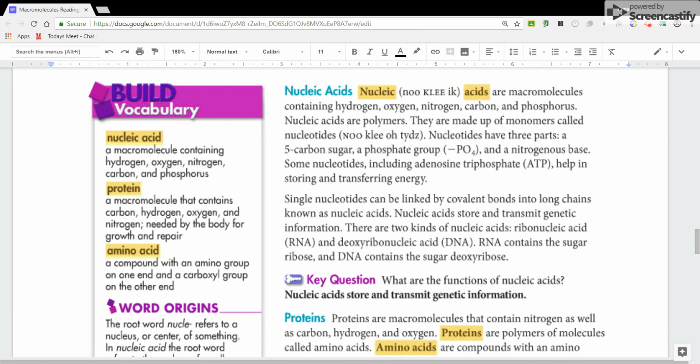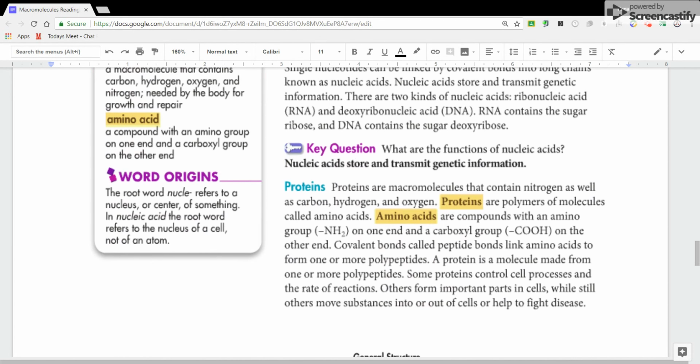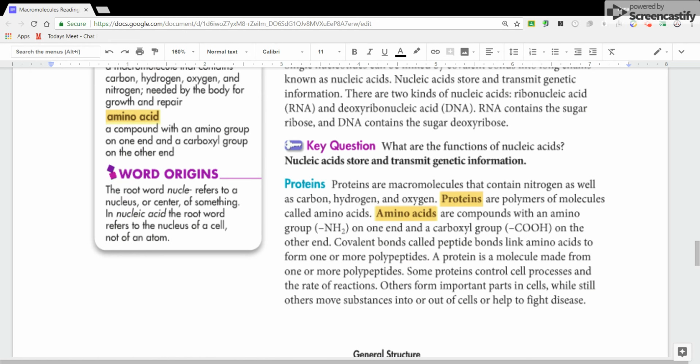There are two kinds of nucleic acids: ribonucleic acid and deoxyribonucleic acid. RNA contains the sugar ribose, and DNA contains the sugar deoxyribose. What are the functions of nucleic acids? Nucleic acids store and transmit genetic information.